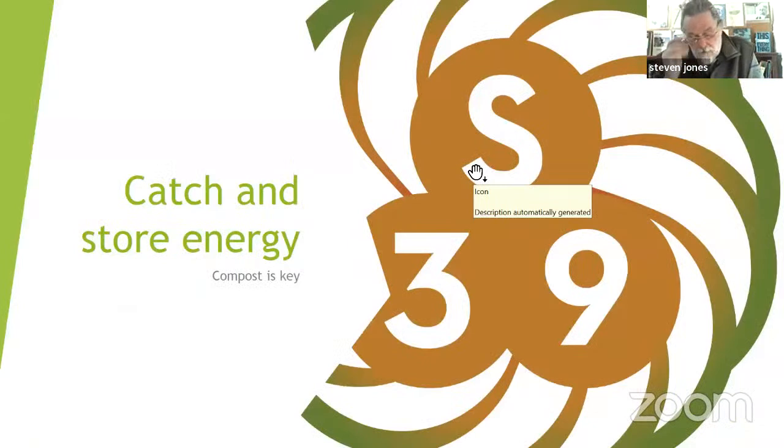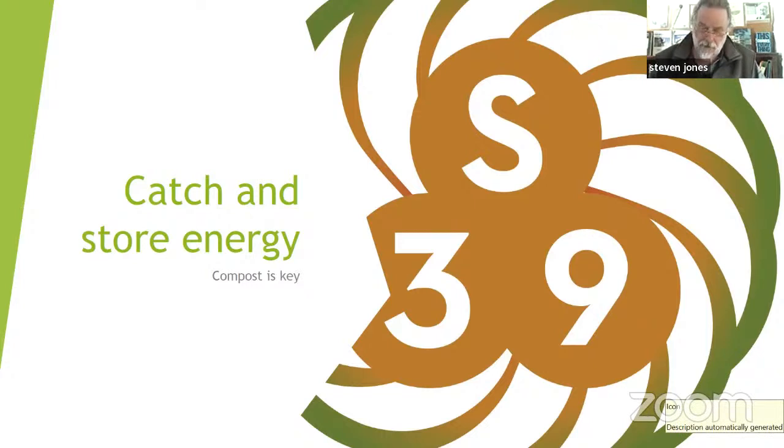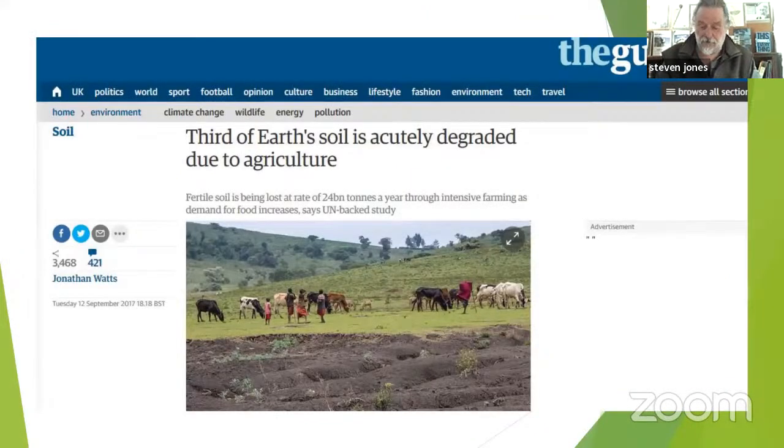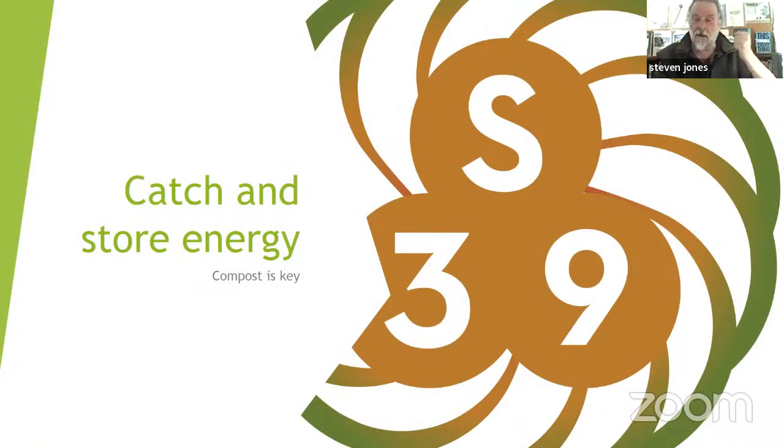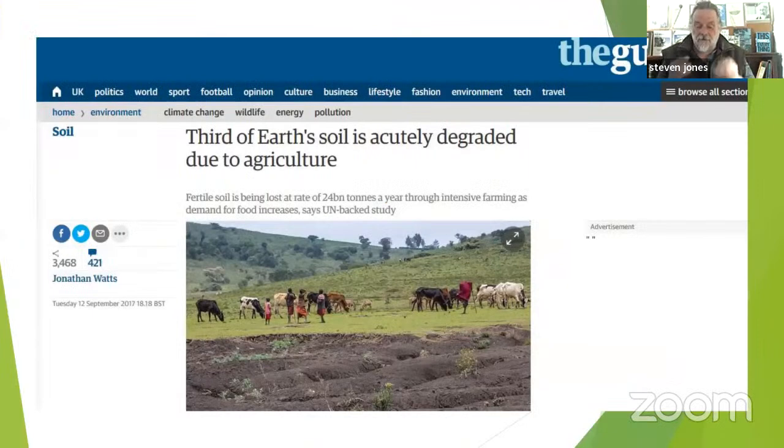This is slides. This is by way of a recap, but I'm going to lead up now to the main themes of this set. You remember I've taken you through these Holmgren principles. We said observe and interact, catch and store energy, and that store represents that more than the soil. Think of the soil as a store of energy, but more than that it's a diverse habitat.